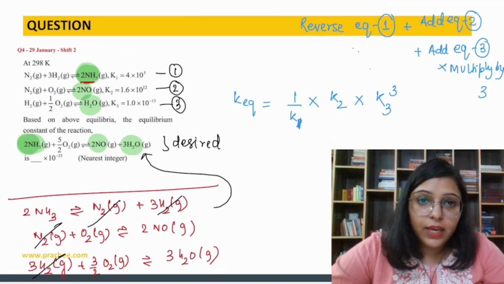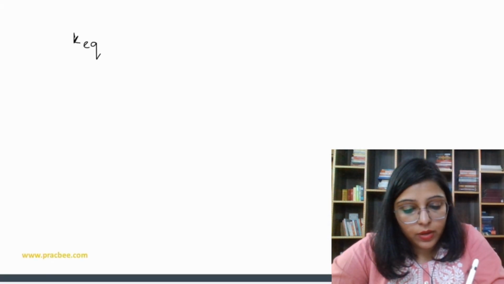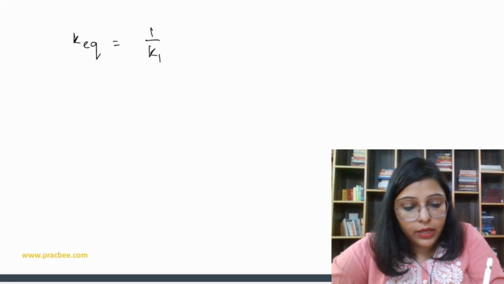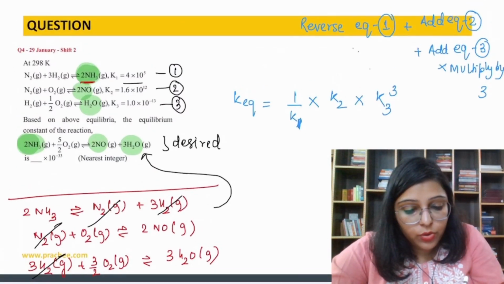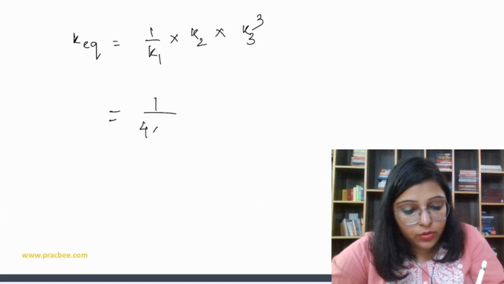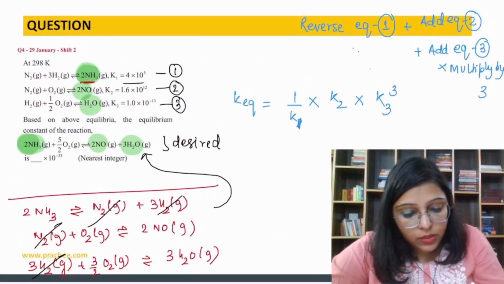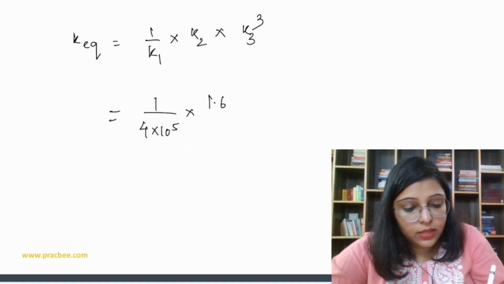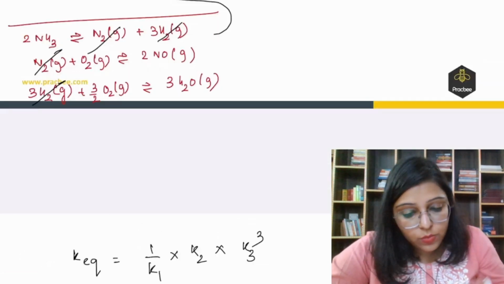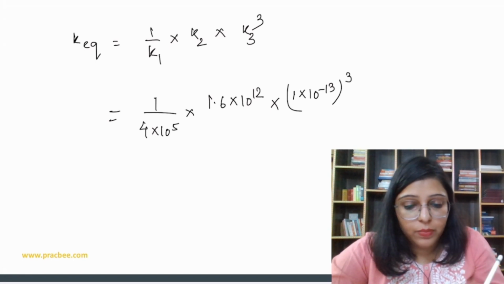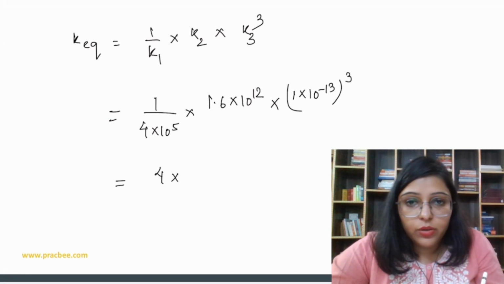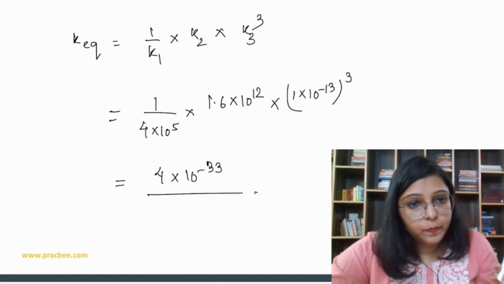ठीक है? So it means K equilibrium is 1 by K1 into K2 into K3 का power 3. All equilibrium constants are given in the question. K1 is 4 into 10 to the power 5. So write 1 upon 4 into 10 to the power 5. K2 is what? 1.6 into 10 to the power 12. So write this. K3 is what? 1 into 10 to the power minus 13, it's ka cube. So on solving, when you solve this completely, you get answer equal to 4 into 10 to the power minus 33. Okay.